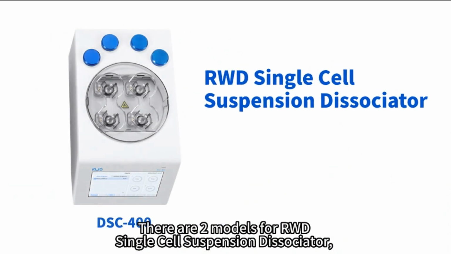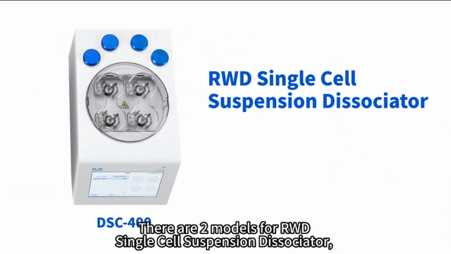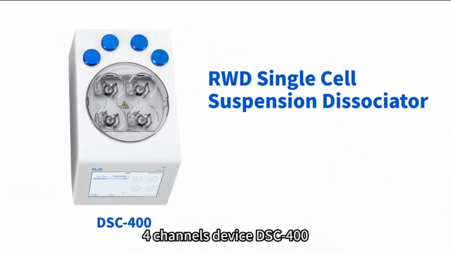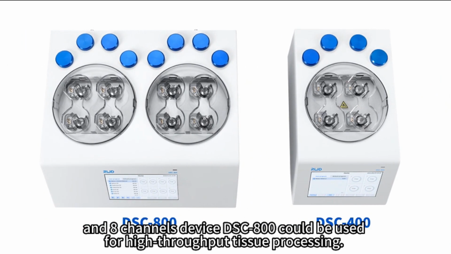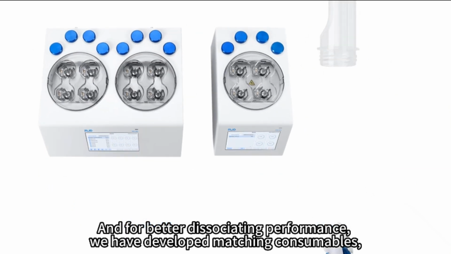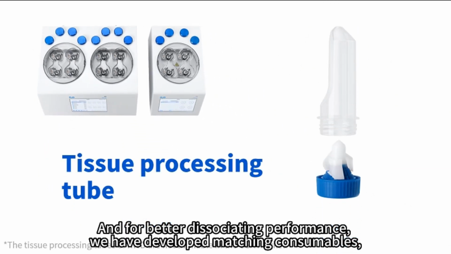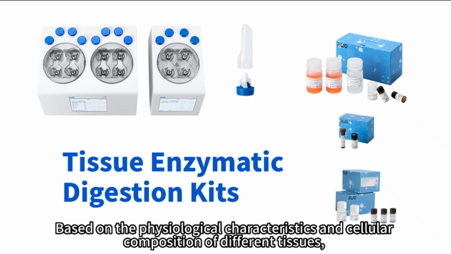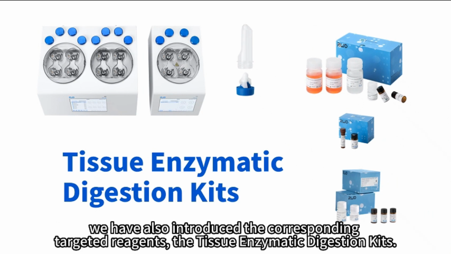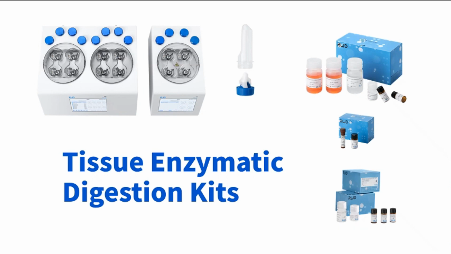There are two models for RWD Single Cell Suspension Dissociator. 4 channels device DSC400 and 8 channels device DSC800 could be used for high-throughput tissue processing. And for better dissociating performance, we have developed matching consumables, tissue processing tube. Based on the physiological characteristics and cellular composition of different tissues, we have also introduced the corresponding targeted reagents, the tissue enzymatic digestion kits.